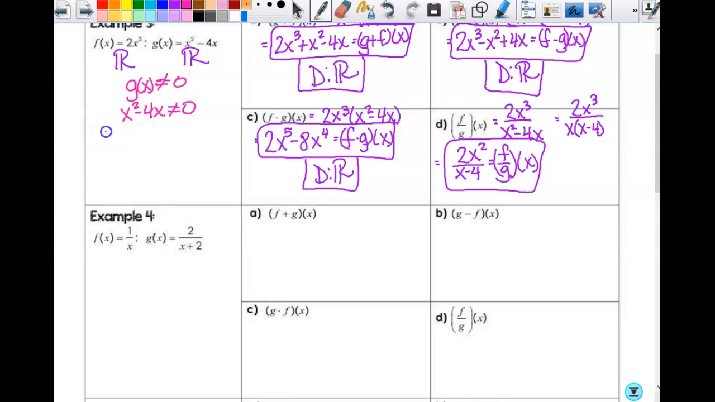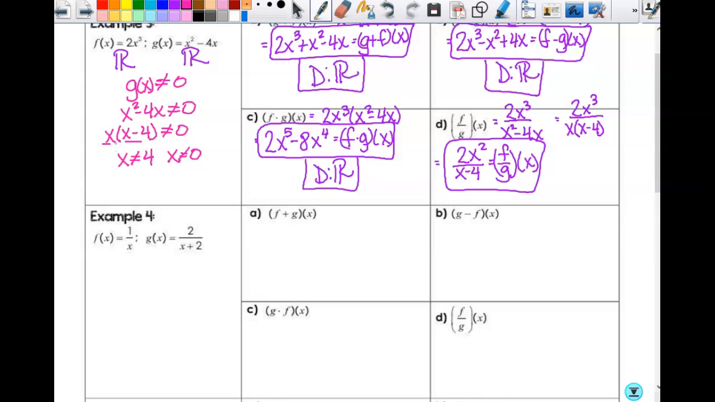Easiest thing to do here is to factor. So x times x minus 4 cannot equal 0. So I know that x cannot equal 4. Is that it? And x cannot equal 0. Okay? Because you've got two factors there.